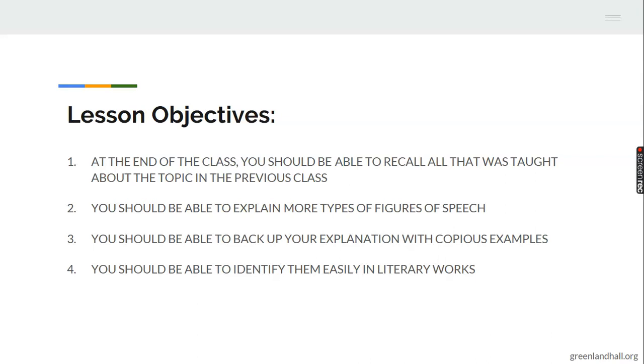Also, you should be able to back your explanation with copious examples. Give me more examples for the types you discuss. And lastly, by now you should be able to identify figures of speech easily in literary works. Although I tested you on the topic the last time, and I'll be having the correction of the test now. Let's have the correction. But before then, let's do a brief revision of what we did last time.